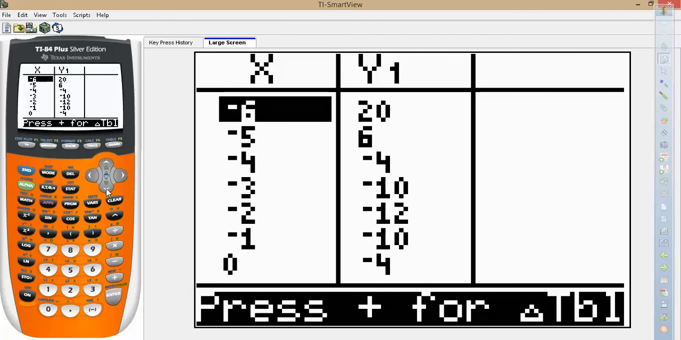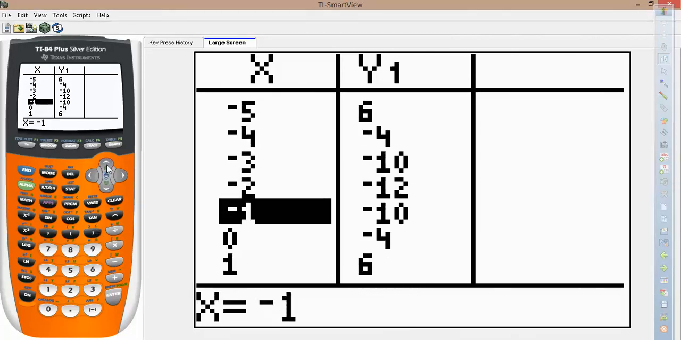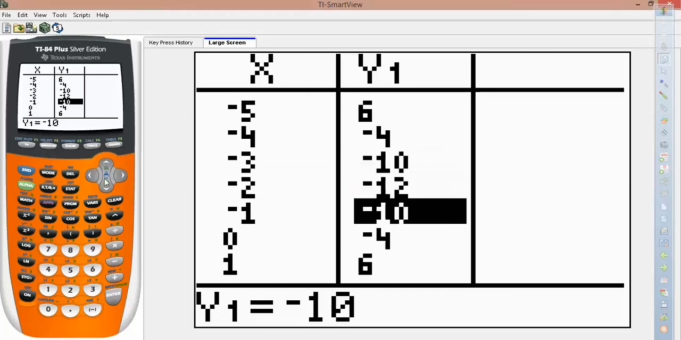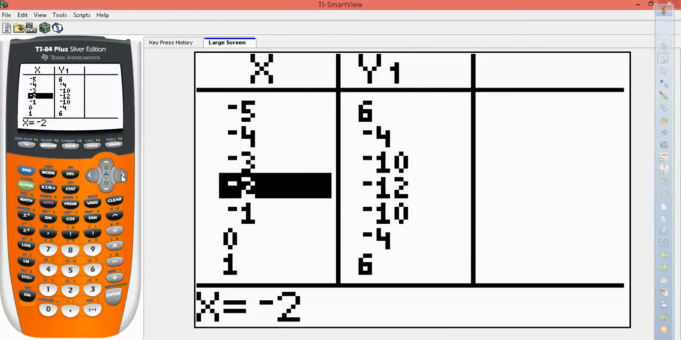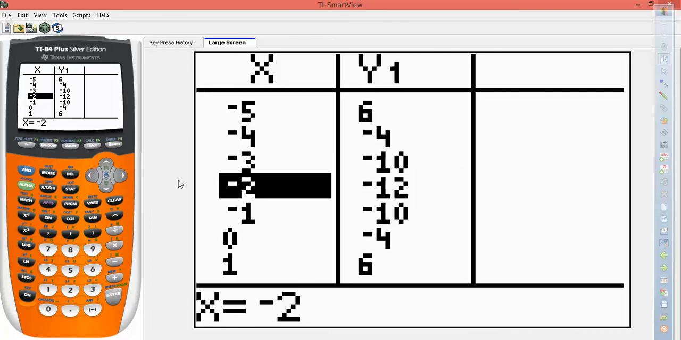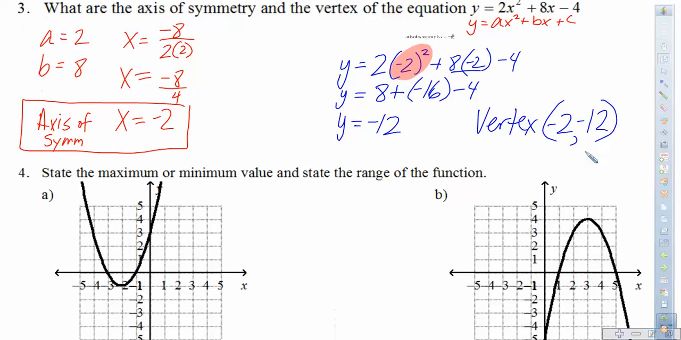And looking at those y's, I see another little pattern going on right there. Take a look. Negative 10, negative 12, negative 10. See those two negative 10s above and below it? That's a good sign. That tells us that we've reached the minimum value right there, which in turn makes that the vertex. Not only is that the vertex, but that's also our axis of symmetry of negative 2. So the answer that we just got, the axis of symmetry being negative 2 and the vertex being negative 2, negative 12, is perfectly legit.